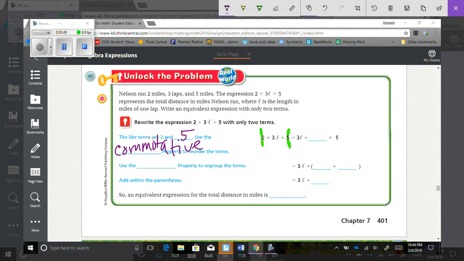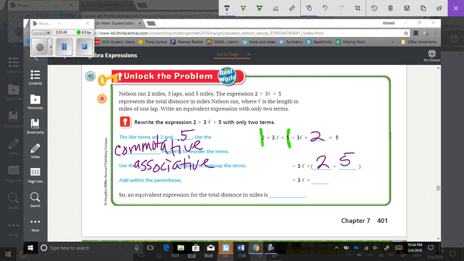So then we're going to take 3L plus 2 plus 5. Then we're going to use the associative property to regroup the terms. So we're going to have 3L plus (2 plus 5).